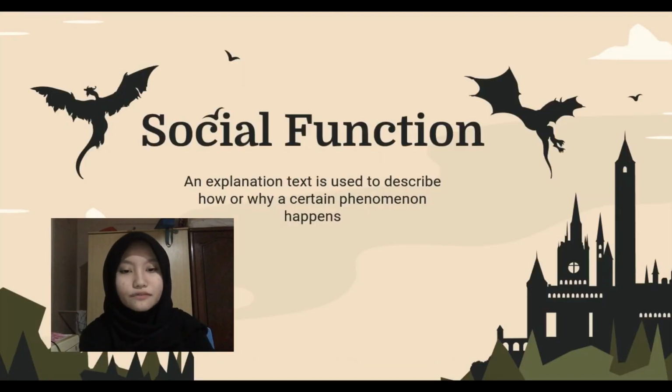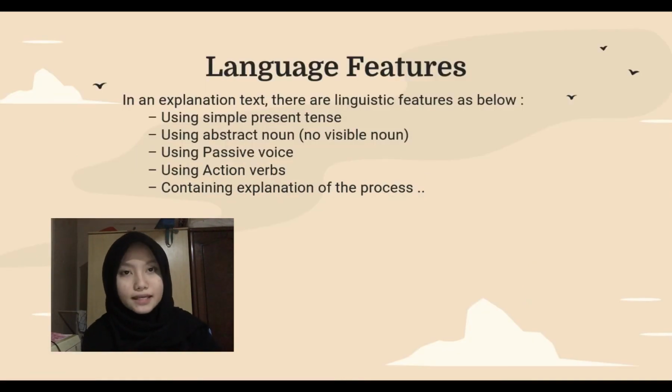Next, social function. The social function of explanation text is used to describe how or why a certain phenomenon happens. And the language features of explanation text. In an explanation text, there are linguistic features as below, such as using simple present tense, using abstract noun or non-visible noun, using passive voice, using action verbs, and containing explanation of the process.